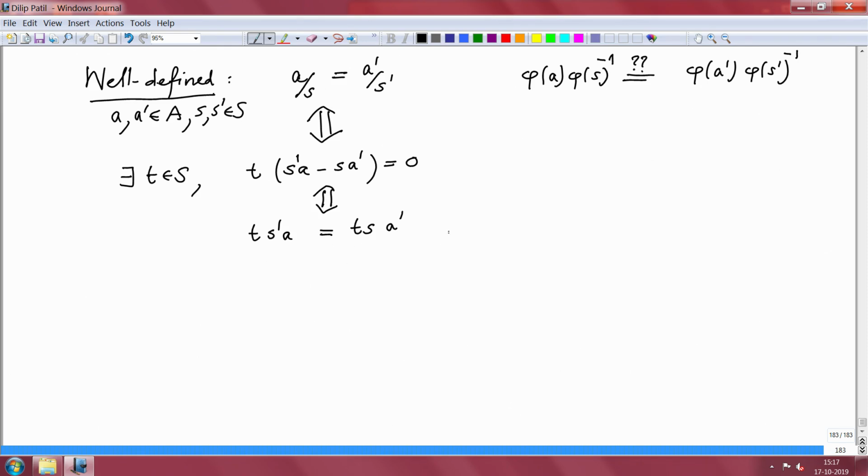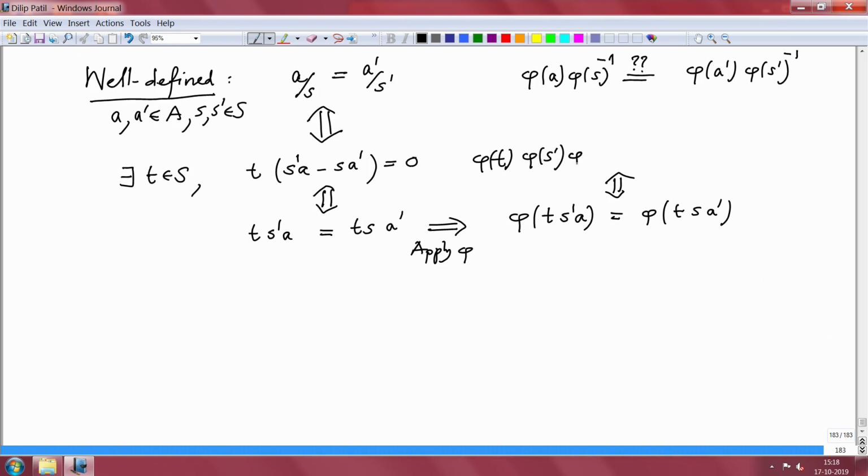But once these are equal, when I apply the ring homomorphism phi, then what do you get? Phi of T S prime A equals phi of T S A prime, but it's a ring homomorphism. So this means phi T phi S prime phi A equals phi T phi S and phi A prime.